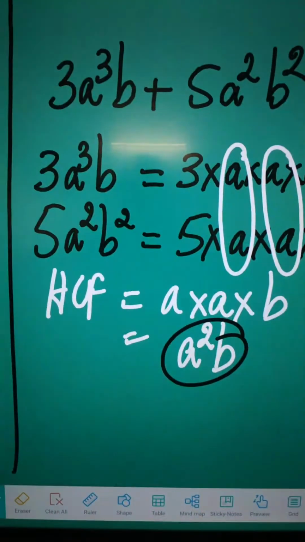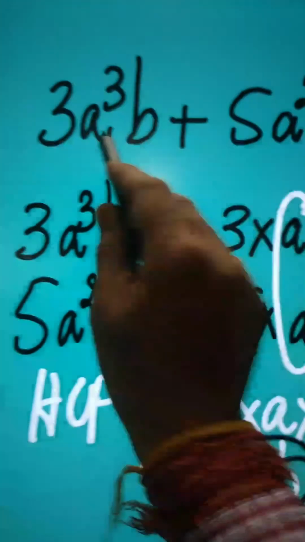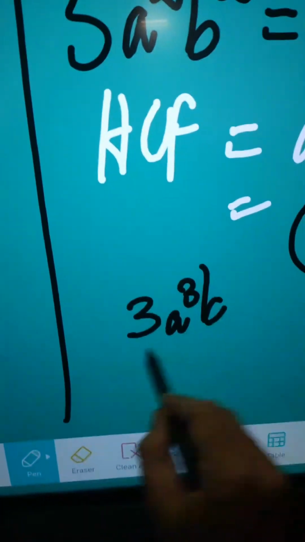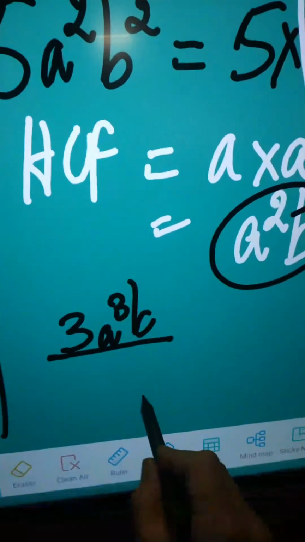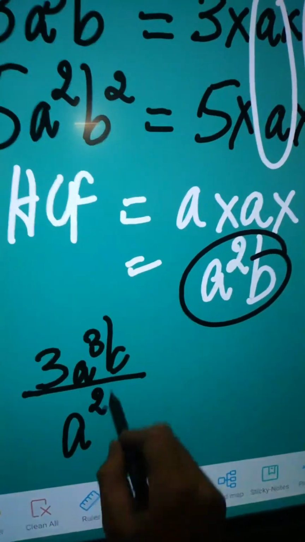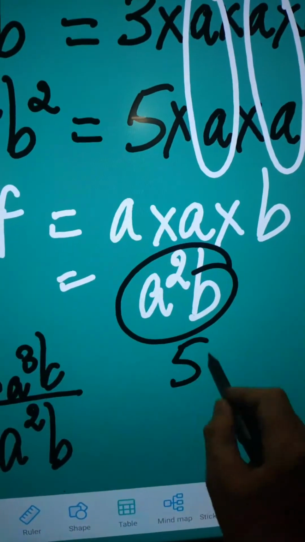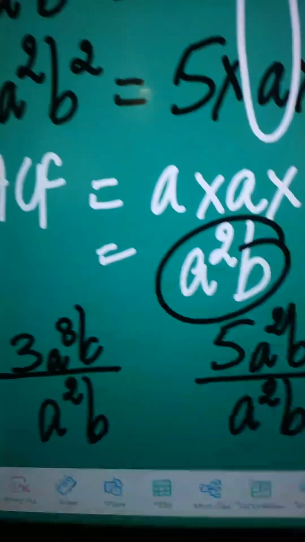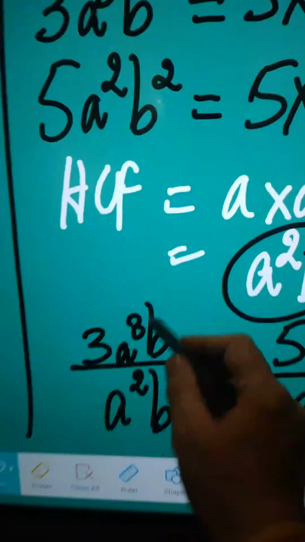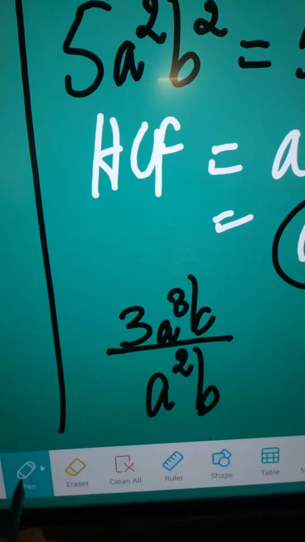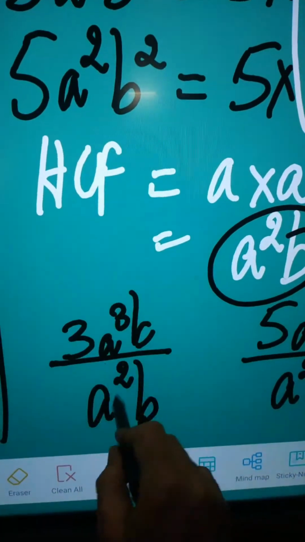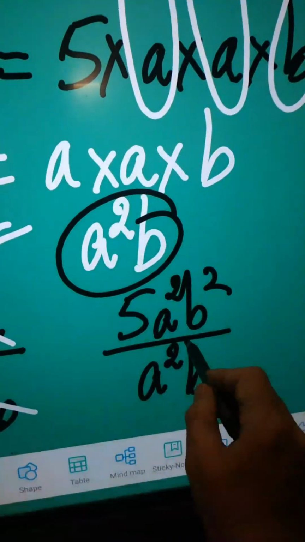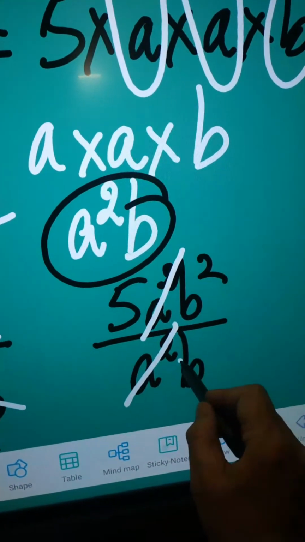Okay, so now what will we do? We will divide both the terms by a square b. So 3a cube b divided by the HCF, a square b. Then the next term, 5a square b square, divided by a square b. Now when you divide, what will come? a square and a cube will divide, b will divide b and cancel out. a square and a square will divide, b square and b will divide.